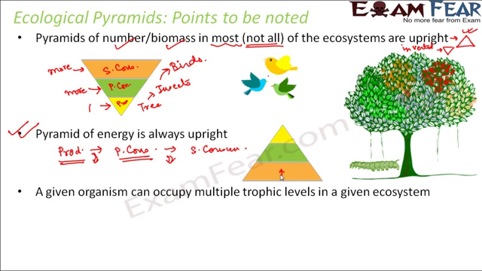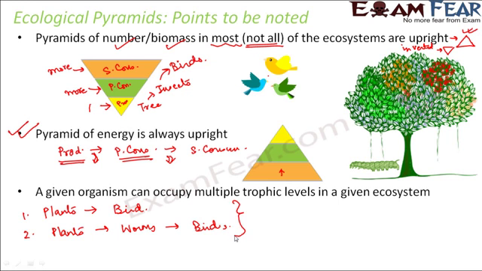A given organism can occupy multiple trophic levels in a given ecosystem. So this is important. One particular organism can occupy multiple trophic levels. What do we mean by this? Let us take an example. Let us suppose that there are some plants. I am considering two different food chains in the same ecosystem. In one, plants are directly eaten up by birds. These birds eat the seeds or the fruits from this plant. So that is one food chain. I am considering another food chain where the plants are eaten up by small insects or worms, and these worms are eaten up by the birds. And both of these food chains exist in the same ecosystem.